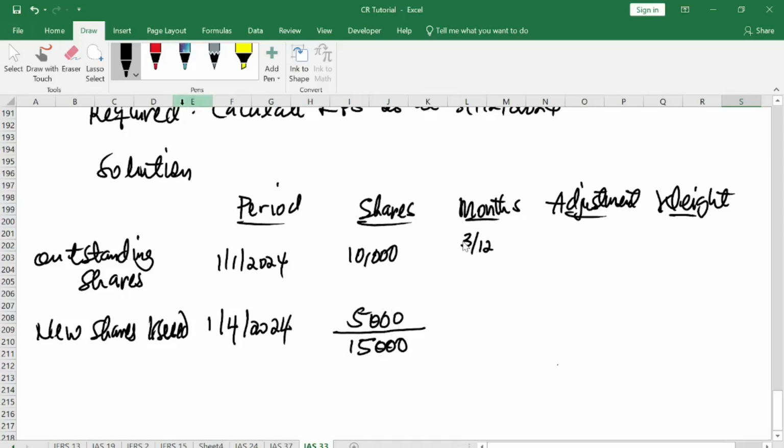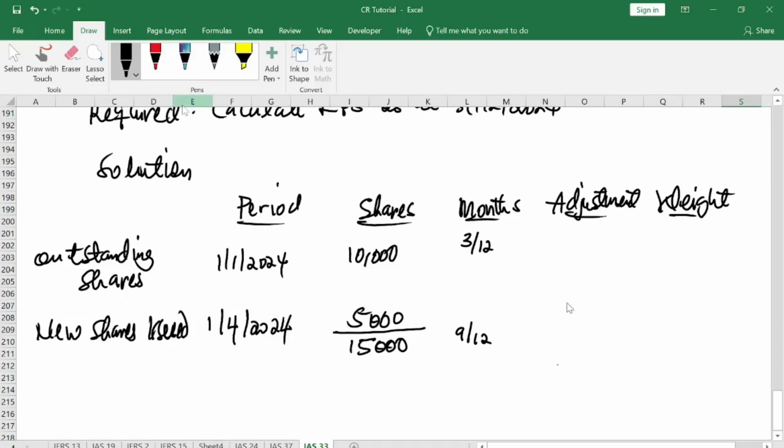So if it traveled 3 months, then they will be added to the 5,000. So the 5,000 plus 10,000 will give you 15,000. Then both of them will travel together for the rest of the months. If the new share was issued on 1st April, when you add it, this 15,000, that's 10,000 plus 5,000, will travel together. For how many months? From April to December is 9 months. So you say 9 over 12. This is what we call weighting of shares.